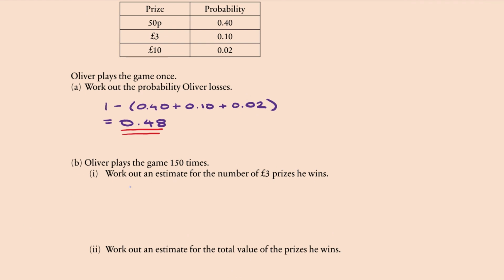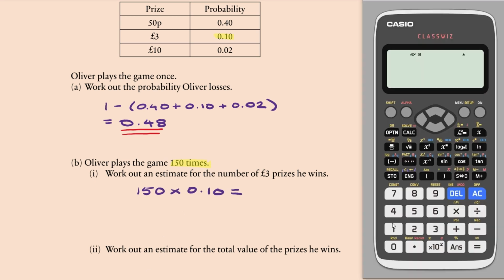Oliver plays the game 150 times. Work out an estimate for the number of £3 prizes he wins. The probability Oliver wins a £3 prize is 0.1. If he plays the game 150 times, we need to multiply 150 by 0.1. This gives us 15.